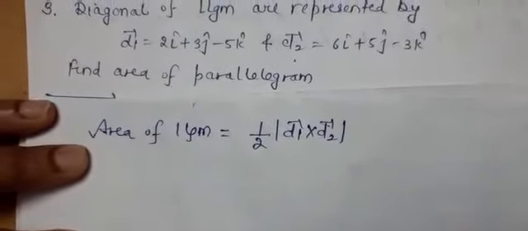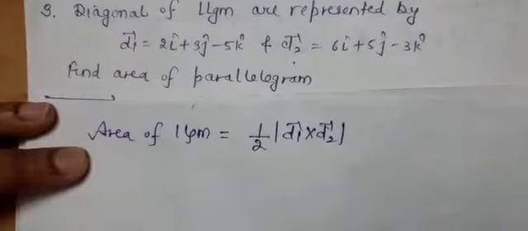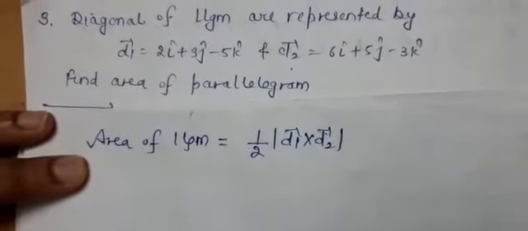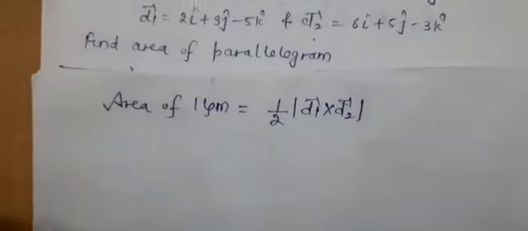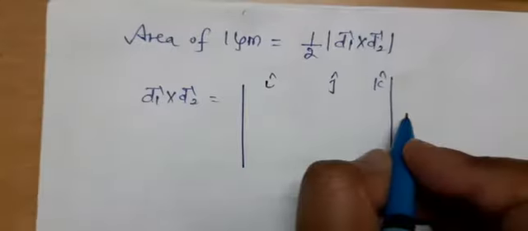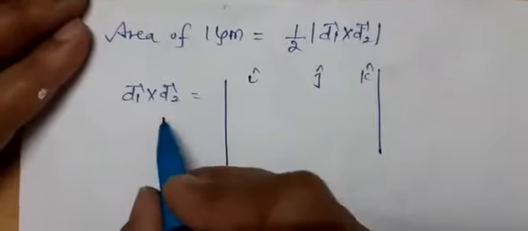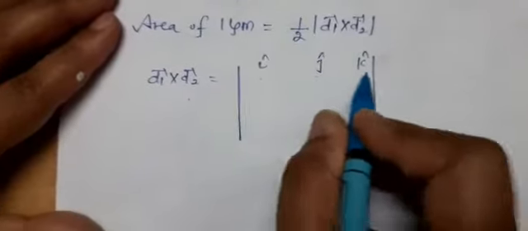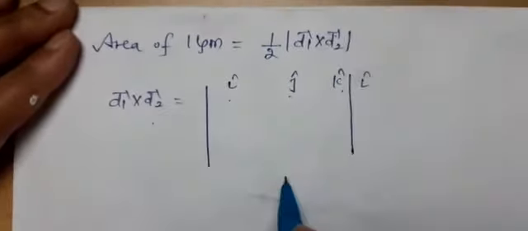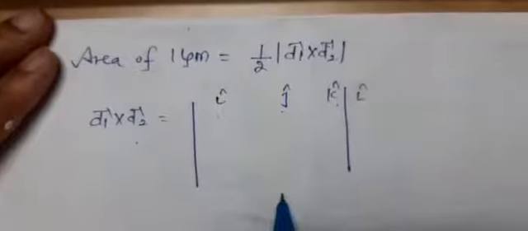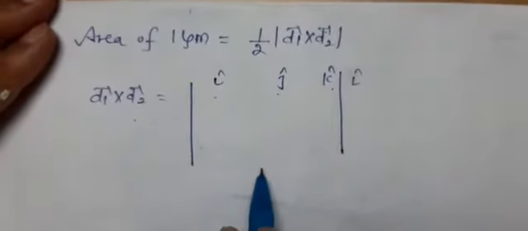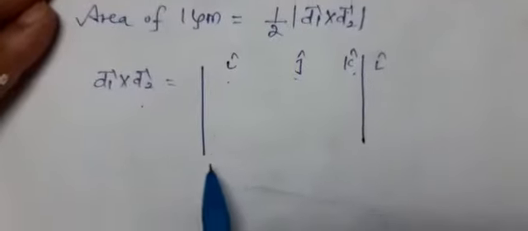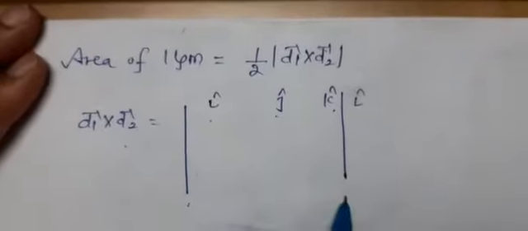But when the diagonals have been given, the area of a parallelogram will be equal to half the modulus of D1 cross D2, where D1 and D2 are its diagonals. So I am just solving it. D1 cross D2 is I, J, K, and here again I. This is basically the method which we are using. This is the determinant method of maths. Matrices and determinants are used in class 12, but here we are using this determinant method.